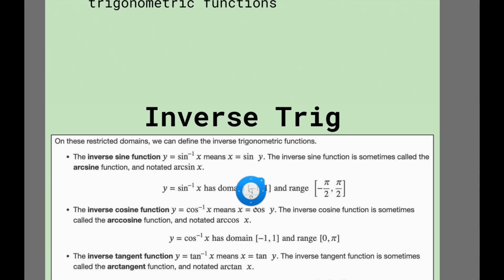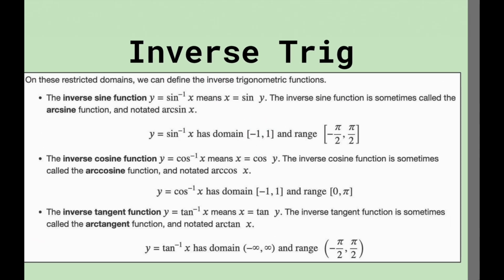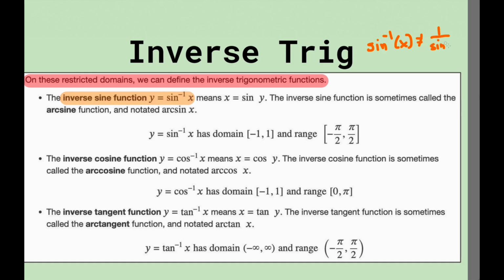All right, first let's talk about what inverse trigonometric functions are. So we have a bunch of writing here. This is a screenshot right from the book. Let's go through it. So it says, on these restricted domains, we can define the inverse trigonometric functions. So this first one here, it says inverse sine function. The way it's written is sine to the negative 1 power. It is worth noting that sine to the negative 1 power does not mean 1 over sine. So if you see sine to the negative 1 power of x, this is not equal to 1 over sine of x. Okay, these are not the same.